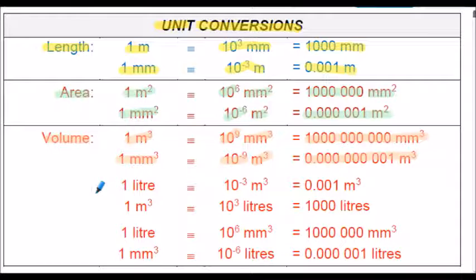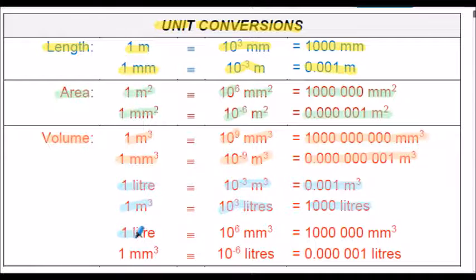Although not an SI unit, we are allowed to use the litre, and often volumes are measured in litres. So, for reference, 1 litre is equivalent to 10 to the power of negative 3 meters cubed, or 0.001 meters cubed. 1 meter cubed is equivalent to 10 to the 3 litres, or 1,000 litres.